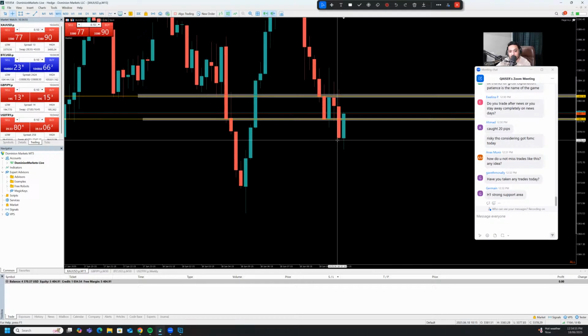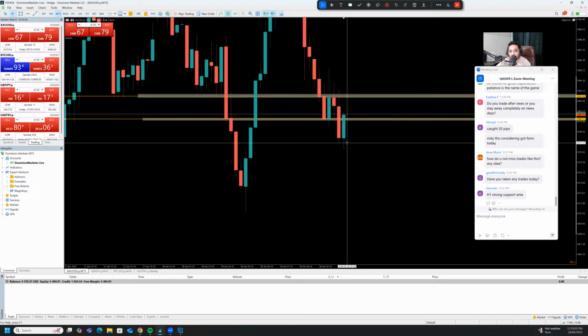Look at the way it's reacting right now. See this one? If someone was in a trade, definitely they are in a drawdown, and definitely they will be hit by the SL, 30 pips against them.